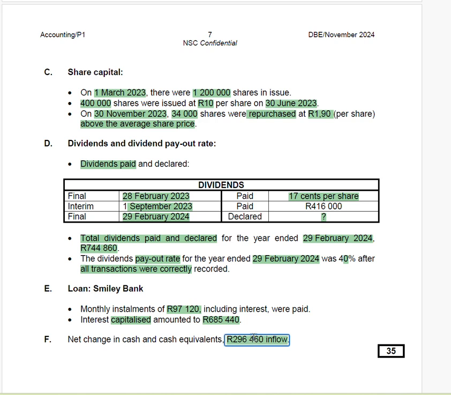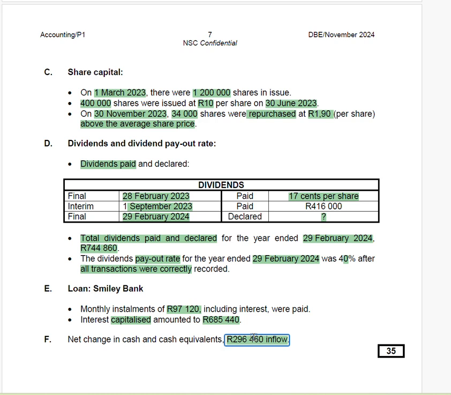You just need to bring it in that amount, and all that you need to calculate is the cash and cash equivalent at the beginning of the year, and then you minus the net changes in cash and cash equivalents, and then you get your cash and cash equivalent at the end of the year.